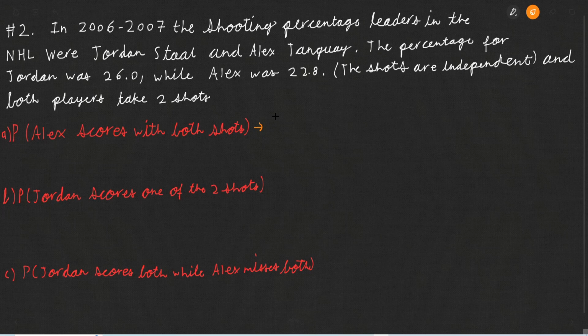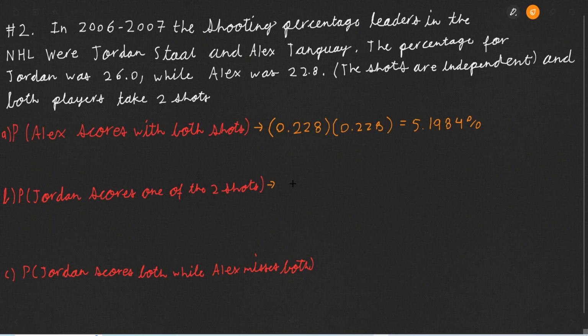So all we need to do is multiply those together, but to make it a little bit easier, we're going to change it from percentage to decimal. So this will become 0.228 multiplied by 0.228, which will give us a percentage of 5.1984%. Now part B is asking to find the probability that Jordan scores one of the two shots.